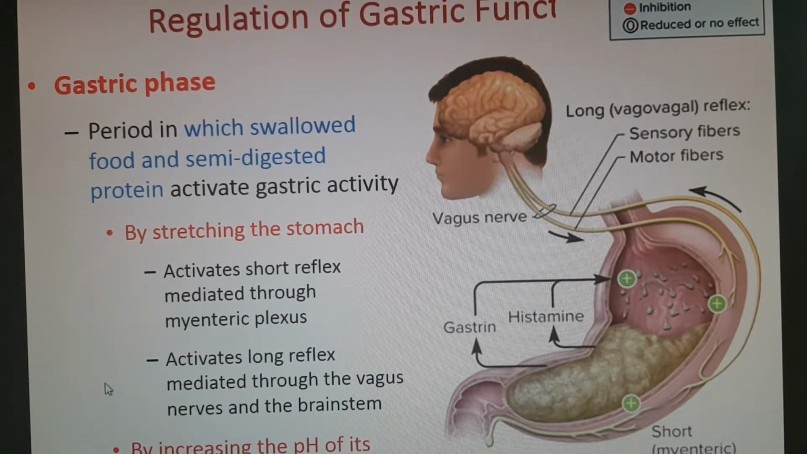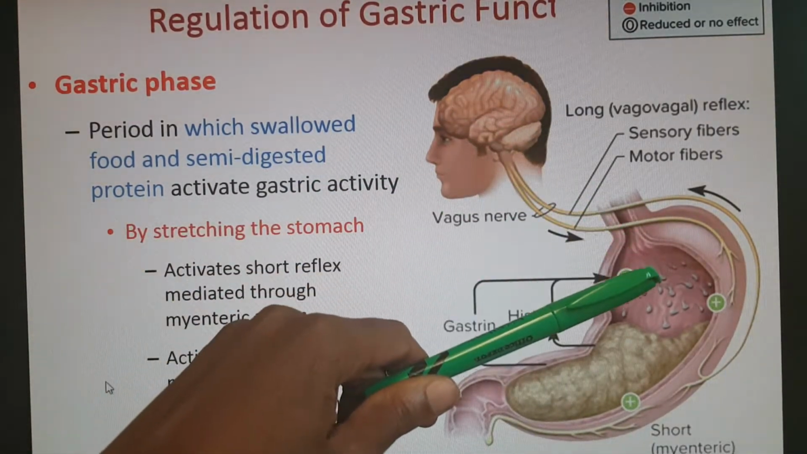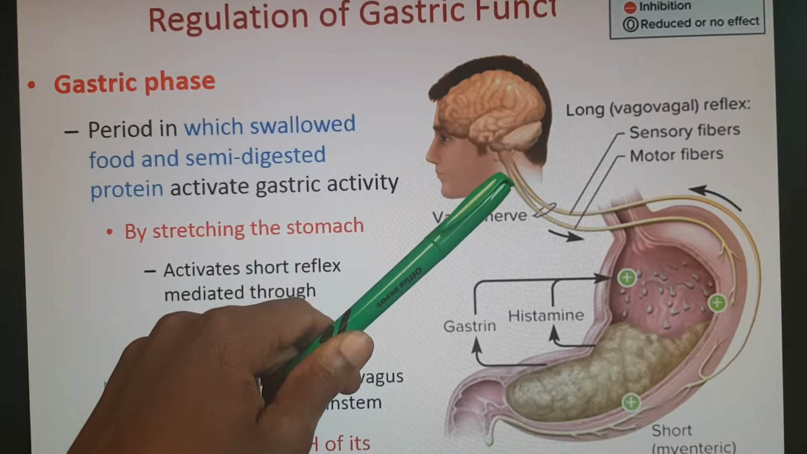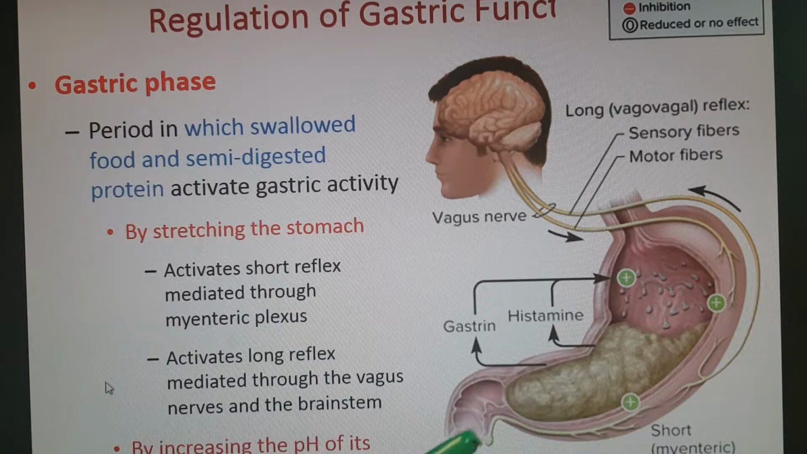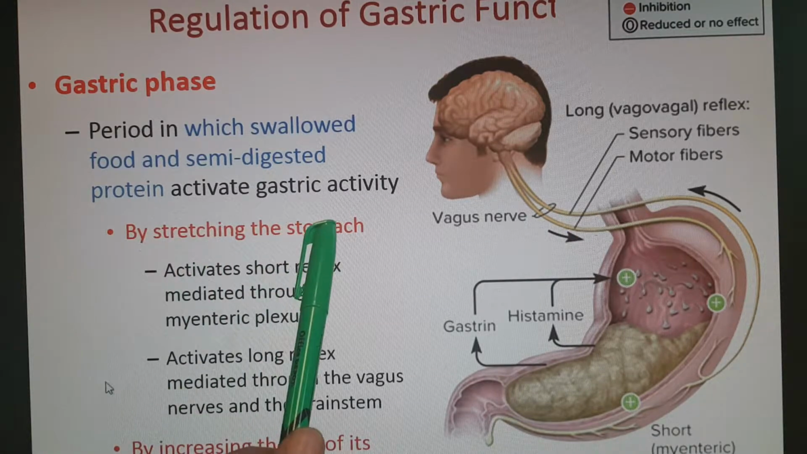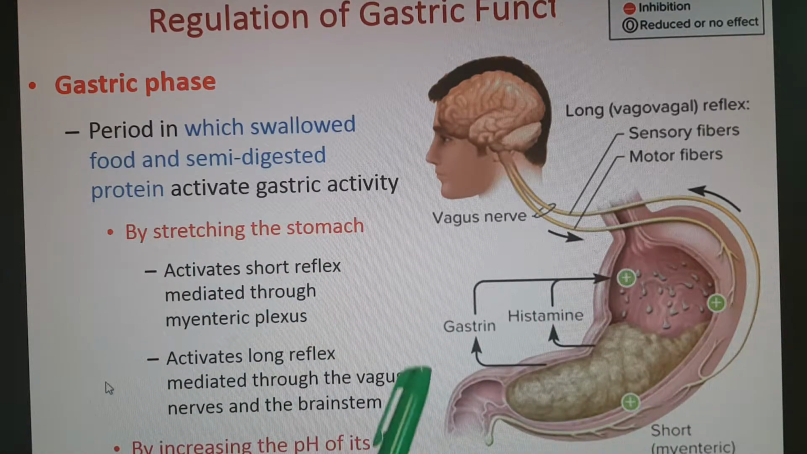Next phase is the gastric phase, so now you've actually eaten food. It starts that phase, so now your food's been chewed up, swallowed as a bolus, now sent to the stomach where it's mixed together to form chyme. This is activated by the stretching of the stomach, so as the food enters into the stomach, causing the outside of the stomach to stretch, which therefore stimulates your enteric nervous system.